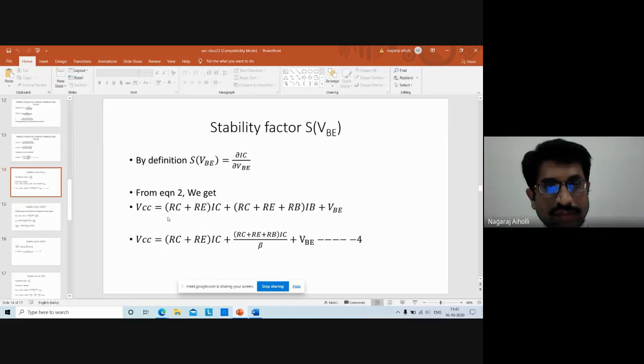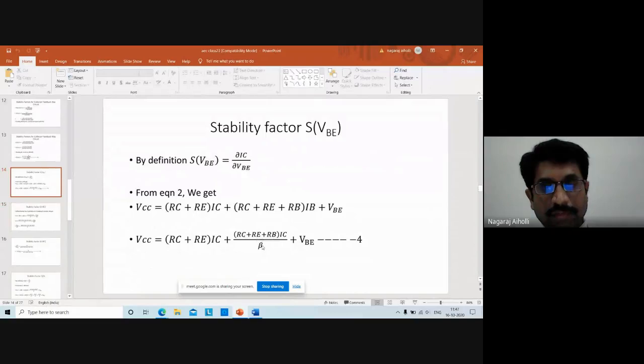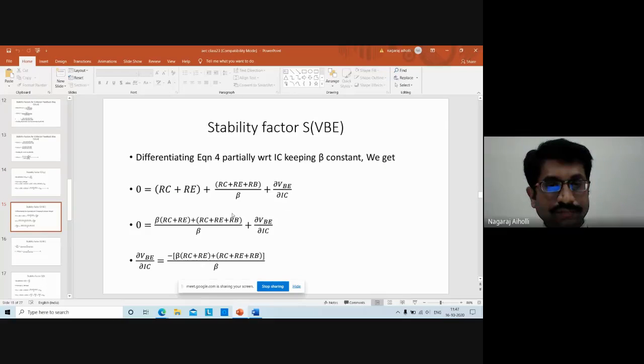When we differentiate this equation with respect to IC, differentiation of VCC, being a constant, is 0. That is equal to RC plus RE, differentiation of IC is 1. So 0 is equal to RC plus RE plus RC plus RE plus RB by beta, differentiation of IC being 1, plus the differentiation of VBE, that is dou VBE by dou IC.